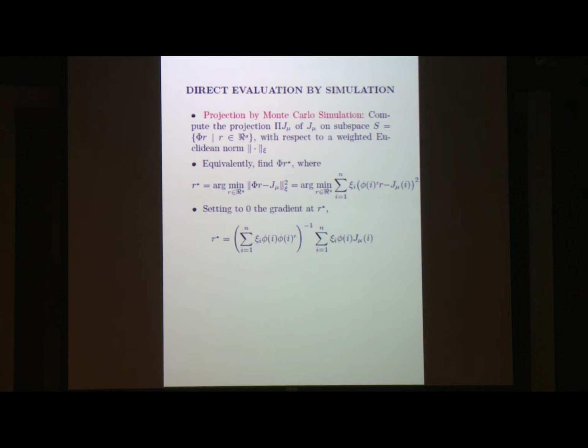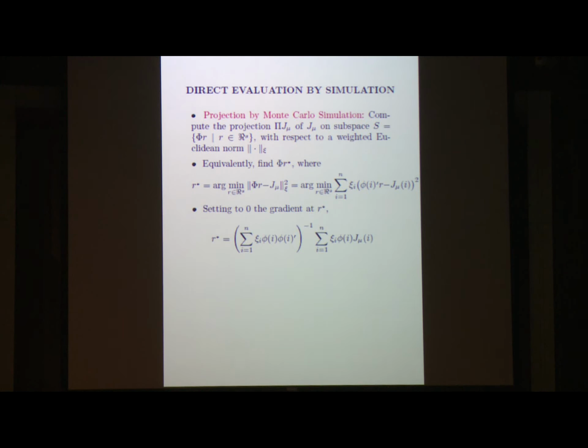Now, the minimization can be done by setting the gradient with respect to r to zero, right? It is a standard problem, and its solution can be written in closed form. So this is the exact solution of this projection problem. Okay, you create a matrix of derivatives and you invert that matrix, and this is the exact expression for the weight of the projector, r star.